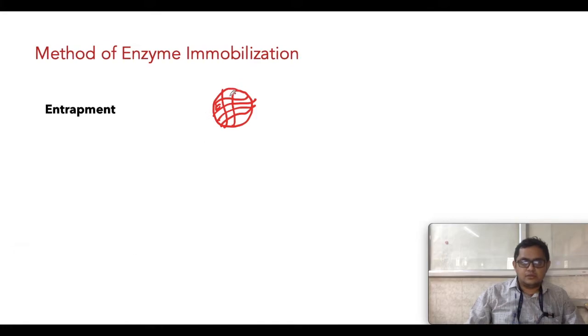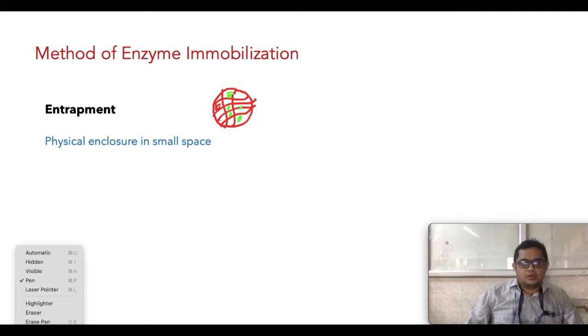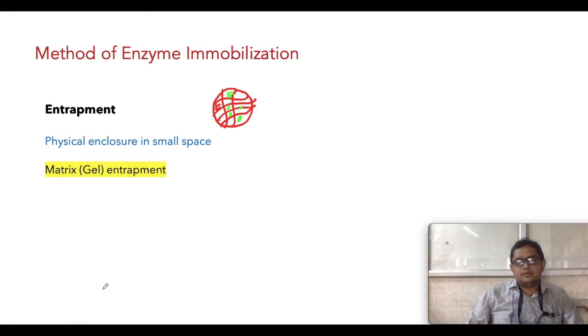So here this is the thing. Here your enzymes are like this. A physical enclosure in a small space is what we call the entrapment method. Again, there are different types of entrapment method. One is called the matrix or gel entrapment method.